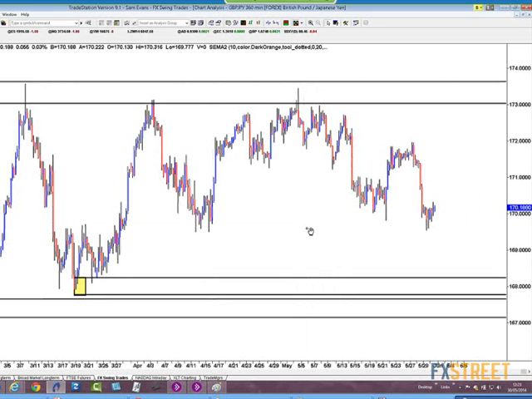Do trend lines carry equal weightage just as a horizontal zone? I personally don't use trend lines, and I'll tell you why.